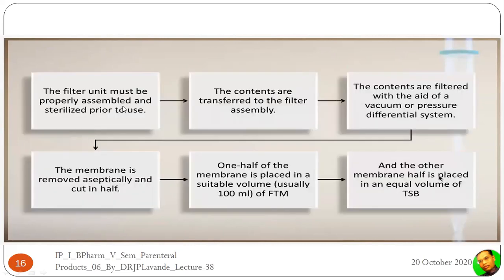For the membrane filtration method, the filter unit must be properly assembled and sterilized prior to use. The contents are transferred to the filter assembly. The contents are filtered with the aid of a vacuum or pressure differential system. The membrane is removed aseptically and cut in half. Half of the membrane is placed in a suitable volume, usually 100 ml, of the fluid thioglycolate medium, and the other membrane half is placed in an equal volume of TSB, tryptic soy broth.